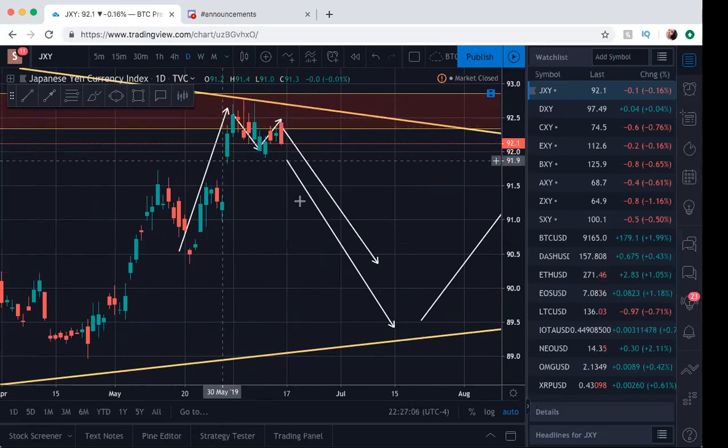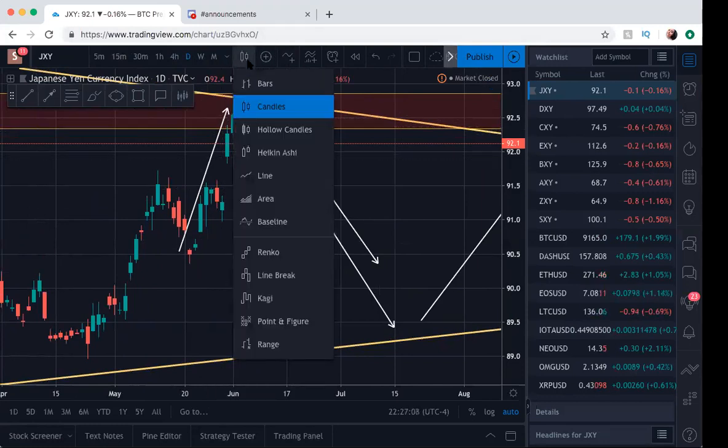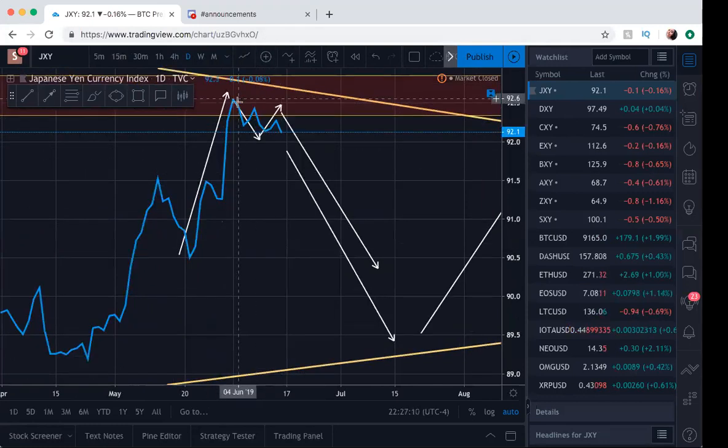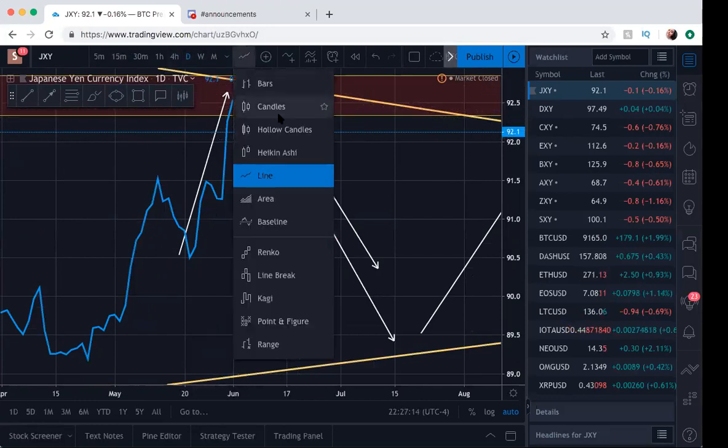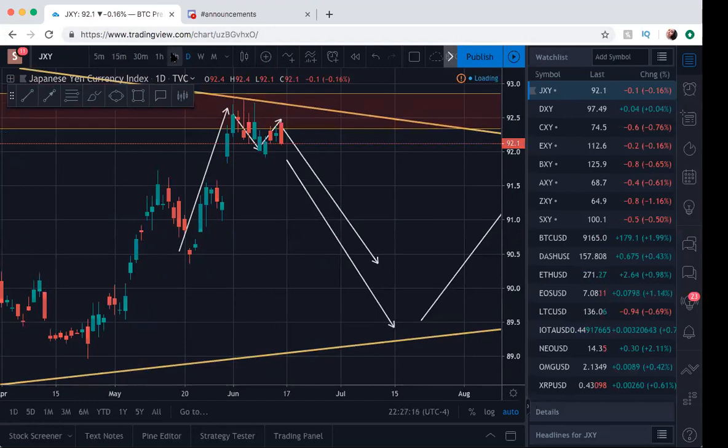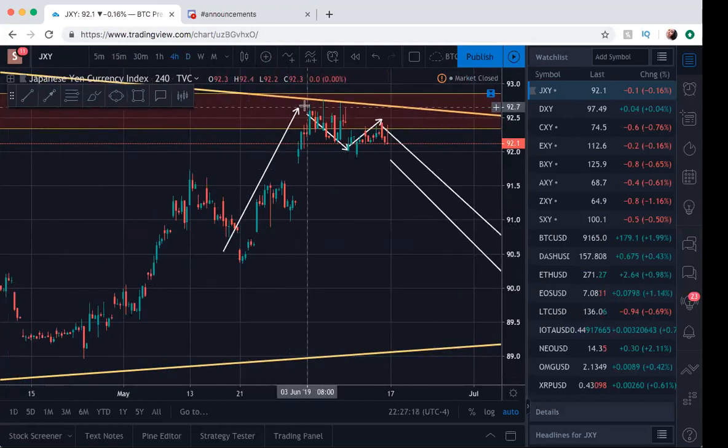So we can see a clear macro M here. And even if we go to the line chart, we can see some sort of M formation going on there. And when we hop down to the 4 hour, we see even more conviction that it is not getting past this area.